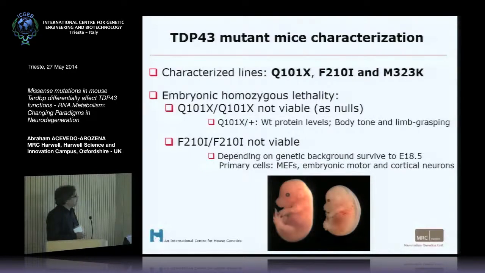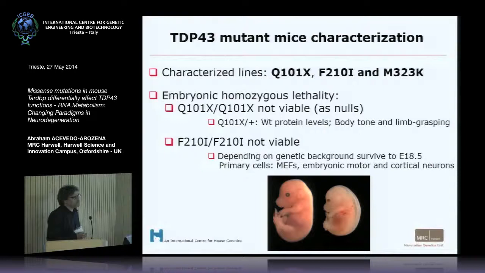So we have characterized, as I said, these three mice so far. Starting with the stop mutation, this was before the knockouts were published, and as with the knockouts, the homozygote stop mutations are null, not viable. Unlike the zebrafish, in the mouse the knockouts implant but don't survive very early. So at E6.5, there are no knockouts, as well as no stop mutant homozygotes.